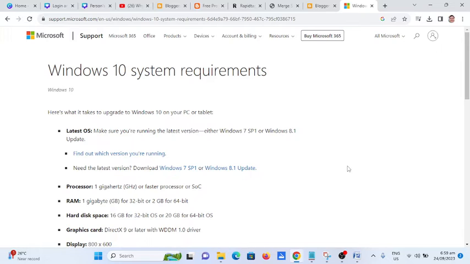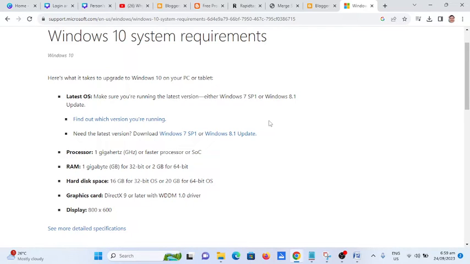So let's begin. One of the newest operating systems around in our society is the Microsoft Windows 10 operating system. So I visited the website of Microsoft. Windows 10 system requirements. Okay, so for the latest OS, make sure you're running the latest version with Windows 7 Service Pack 1 or the Windows 8.1 update. The processor should be a 1 gigahertz or faster processor, the higher the better.